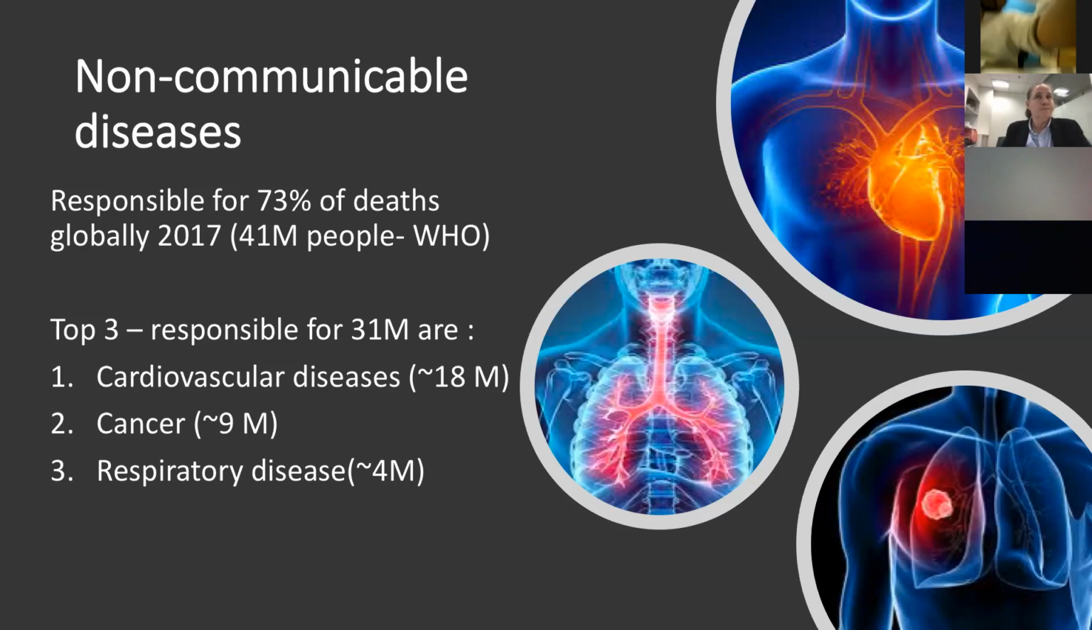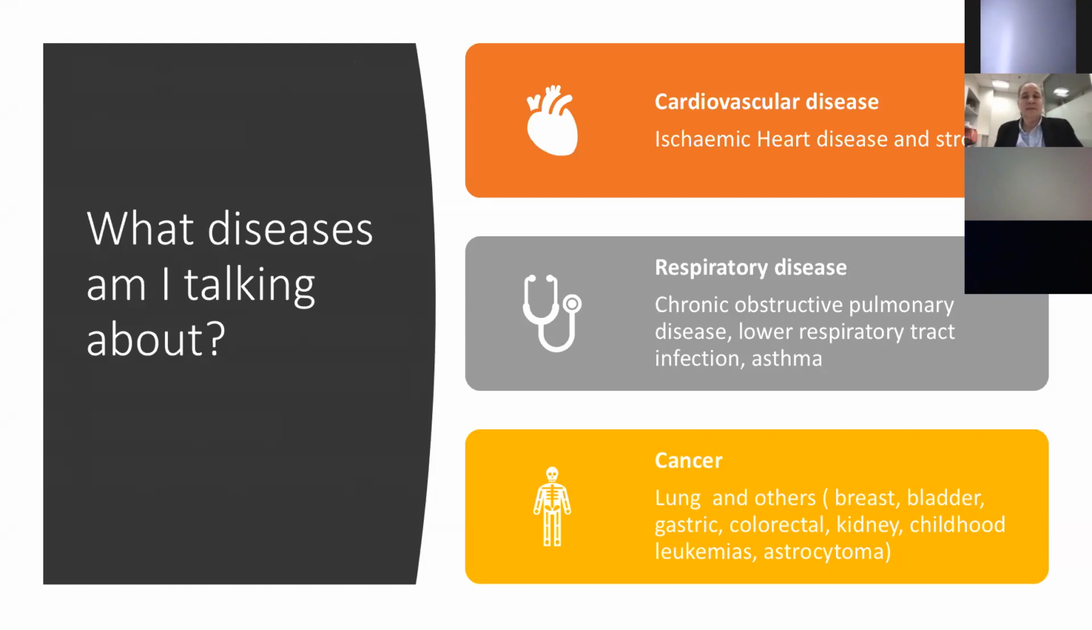So what do I exactly mean when I'm talking about these diseases? For cardiovascular disease, I principally mean the big two players, ischemic heart disease and stroke. For respiratory diseases, I'm talking principally about the chronic obstructive lung diseases, COPD, chronic obstructive pulmonary disease, and asthma, and also lower respiratory tract infections like pneumonia. And for cancer in this space with air pollution, I'm mostly talking about lung cancer, but air pollution has been linked with many other cancers, including breast, bladder, gastric, colorectal, kidney, and childhood leukemias and astrocytoma.